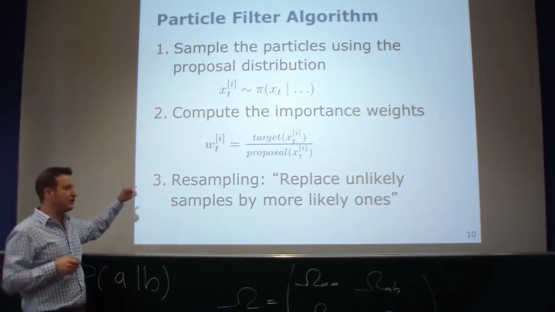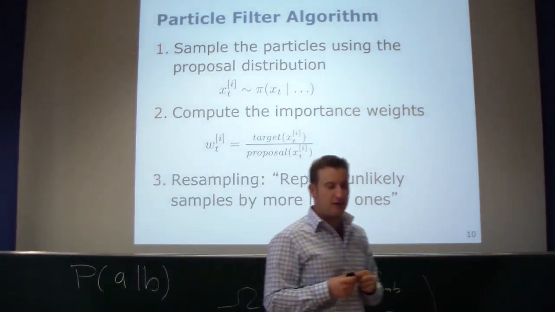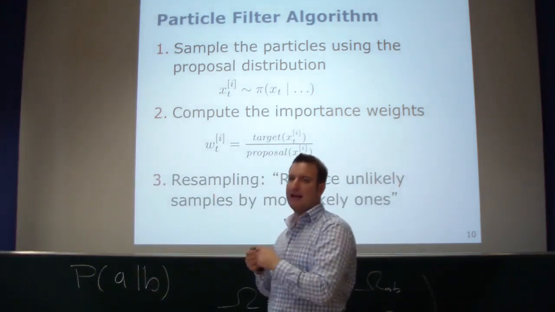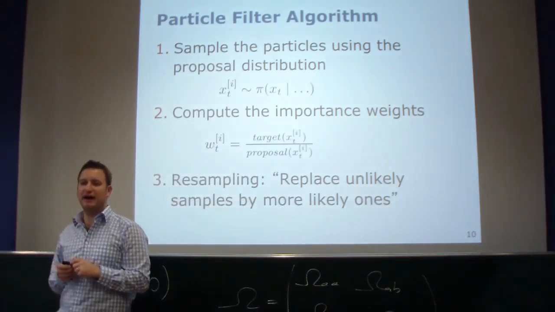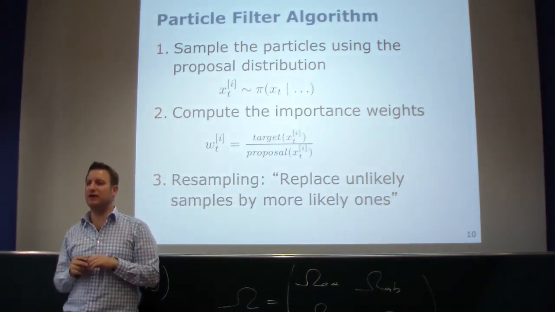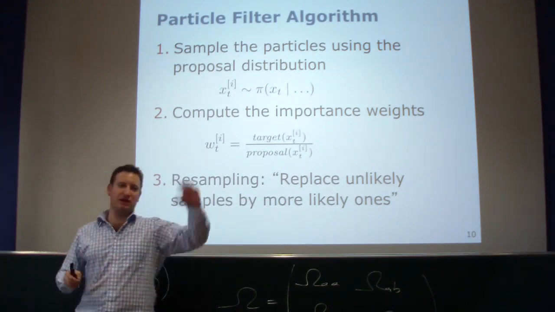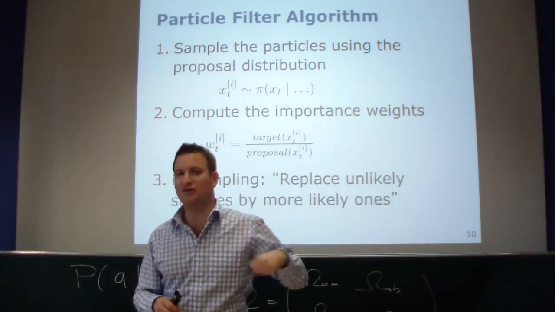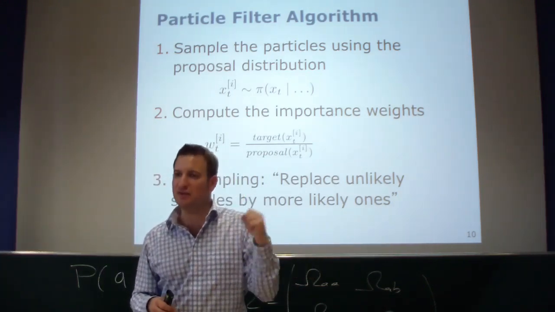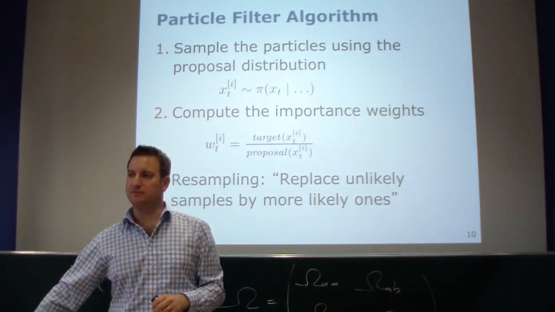And then comes this magic, what's called the resampling step. What the resampling step does is it replaces particles which have a low likelihood by particles with a high likelihood in a very informative way. You can see this as a survival of the fittest principle. If you have a particle with a very, very high weight, the resampling step will replicate this particle, and then forget about particles with a very low weight.